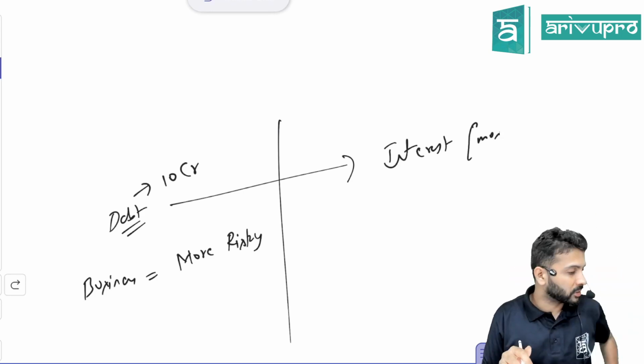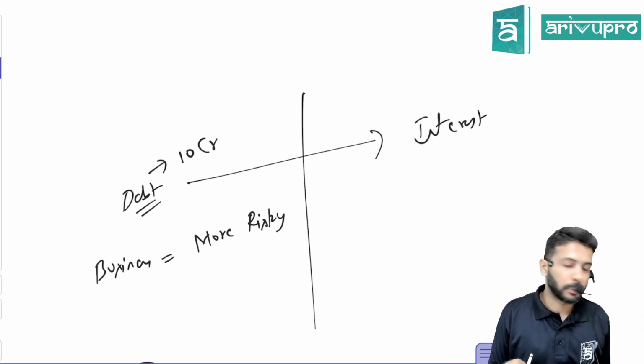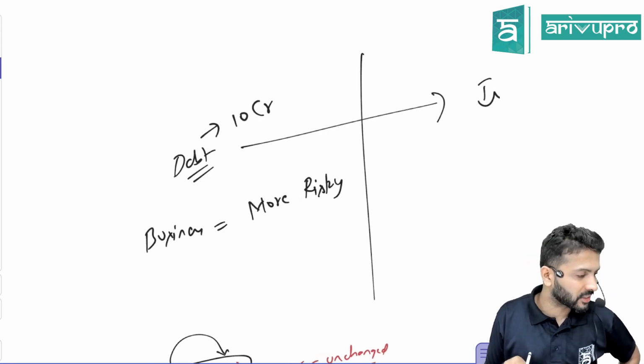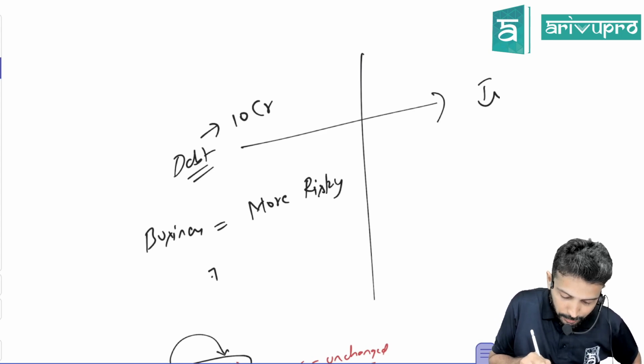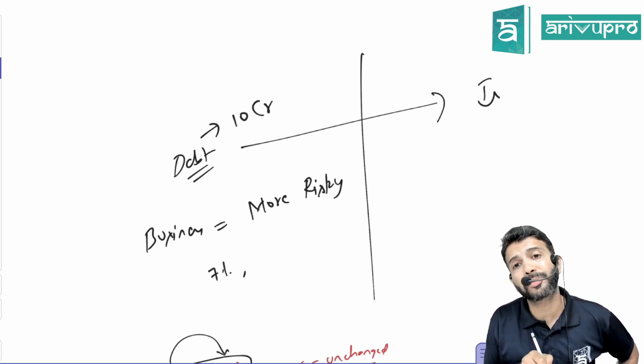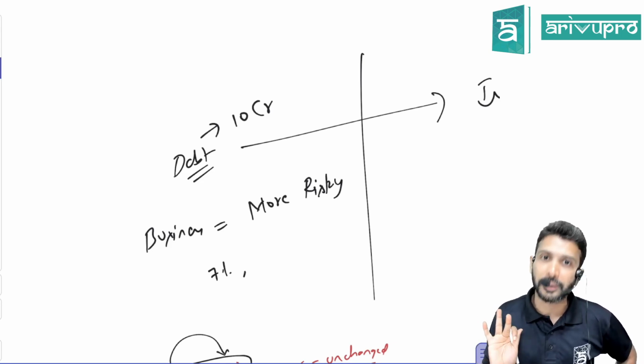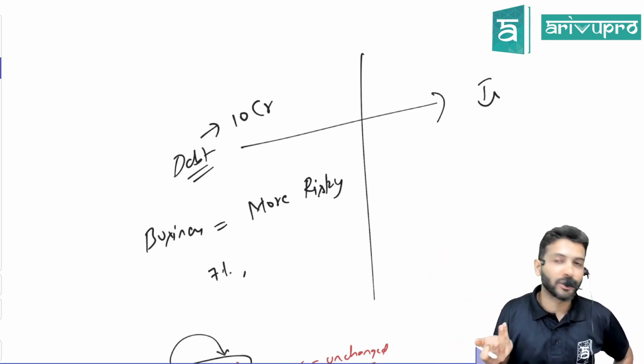The moment business becomes more risky, now you tell me, Jaideep, you invested in RBI bonds and you invested in cryptocurrency. Both you will expect the same return? RBI gives a 7% return. On crypto, will you expect a 7% return yearly? No, probably you will expect a 10% return daily. Because you are taking full risk, yes or no?